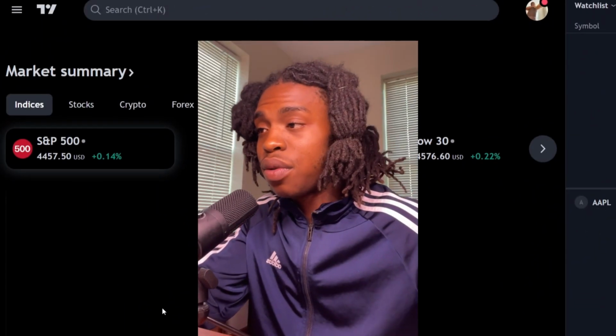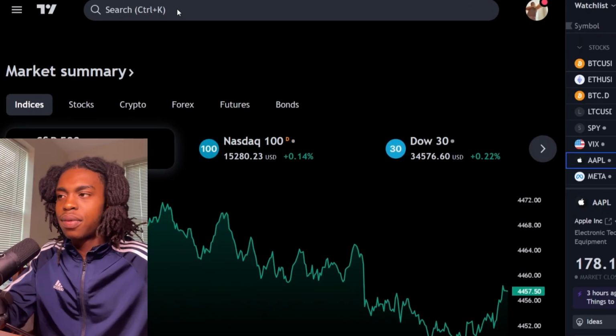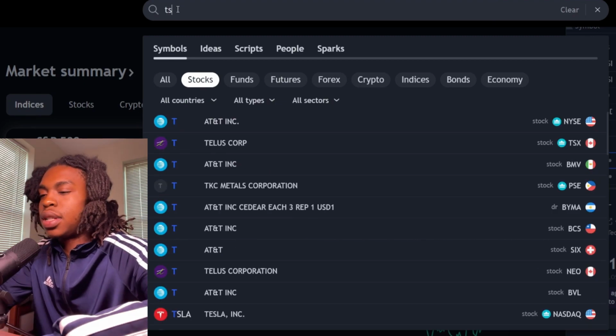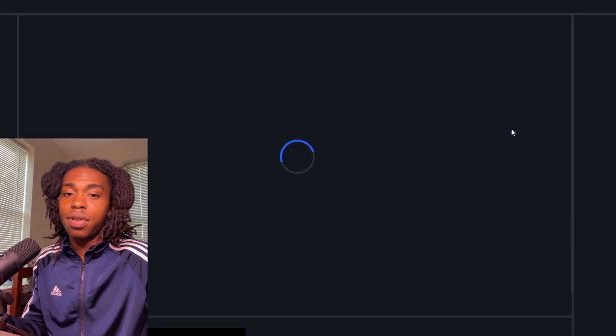Then when you get to TradingView, you want to type in the stock or crypto that you finna search. Now me, I'm finna do Tesla. You know what I'm saying? You're gonna type in Tesla, go to Tesla, and launch your chart so you see what's going on with it.